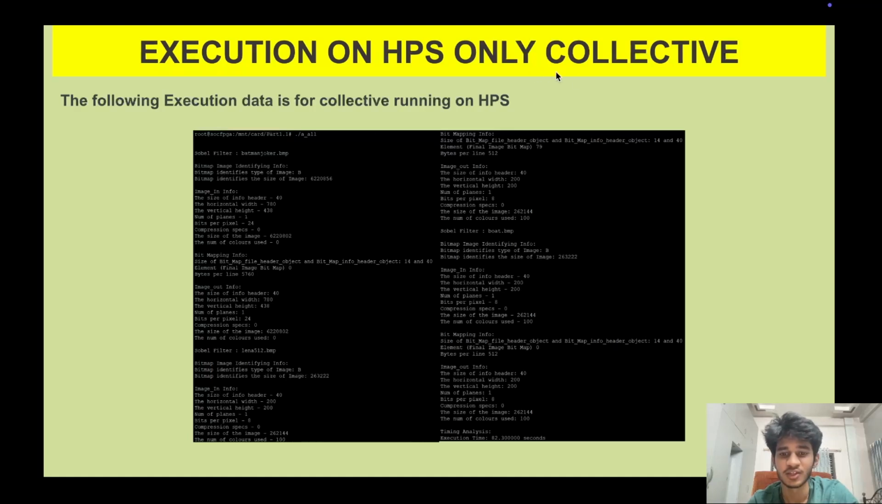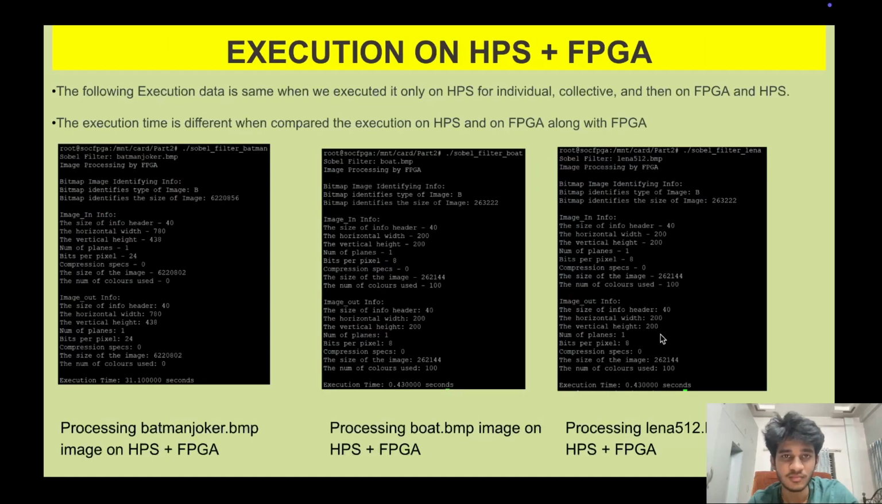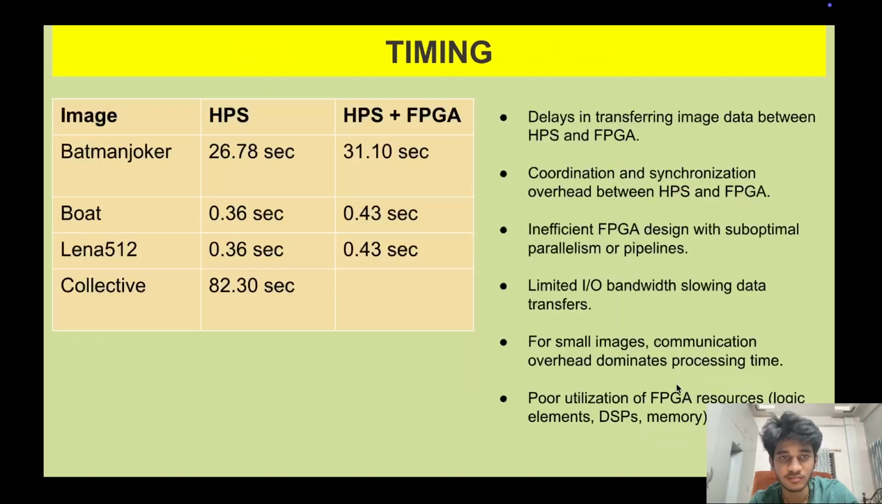This execution time is when we run all of the images collectively. It's taking around 82.3 seconds. These are the execution times when running on HPS plus FPGA. It takes around 31 seconds, and this takes around 0.43 second, this takes around 0.43 second. So this is the timing of each and every image on HPS and HPS plus FPGA.